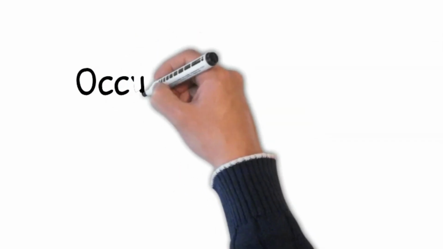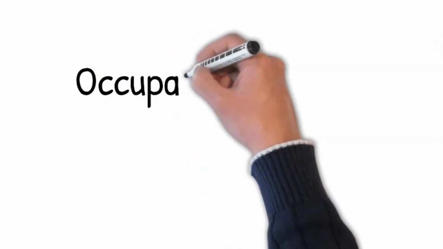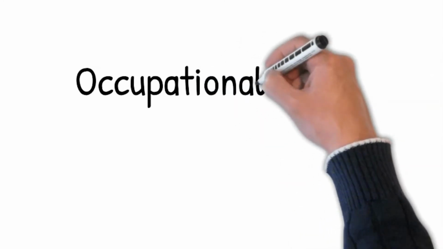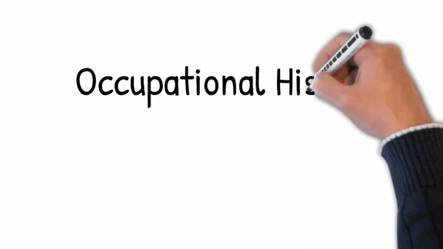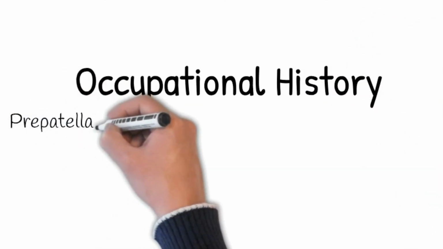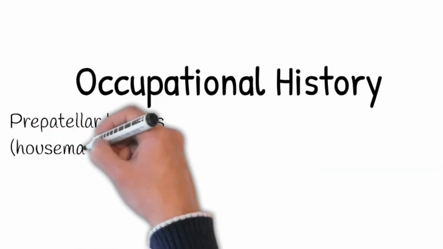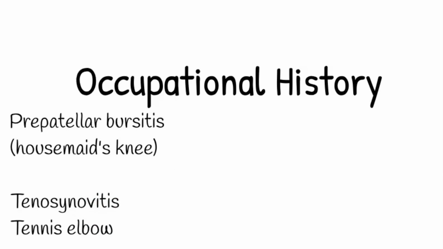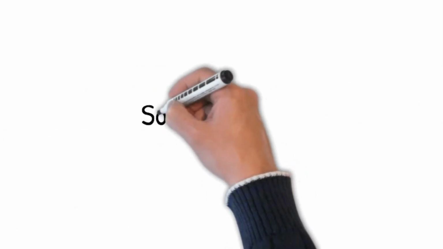Ask about the nature of the work. Does it involve excessive use of joints that might be precipitating joint injury? For example, kneeling causing prepatellar bursitis, housemaid's knee, repetitive joint use causing tenosynovitis, or tennis elbow. Ask how much these symptoms are affecting your daily living, whether he has had to take time off from work due to pain. Social history.